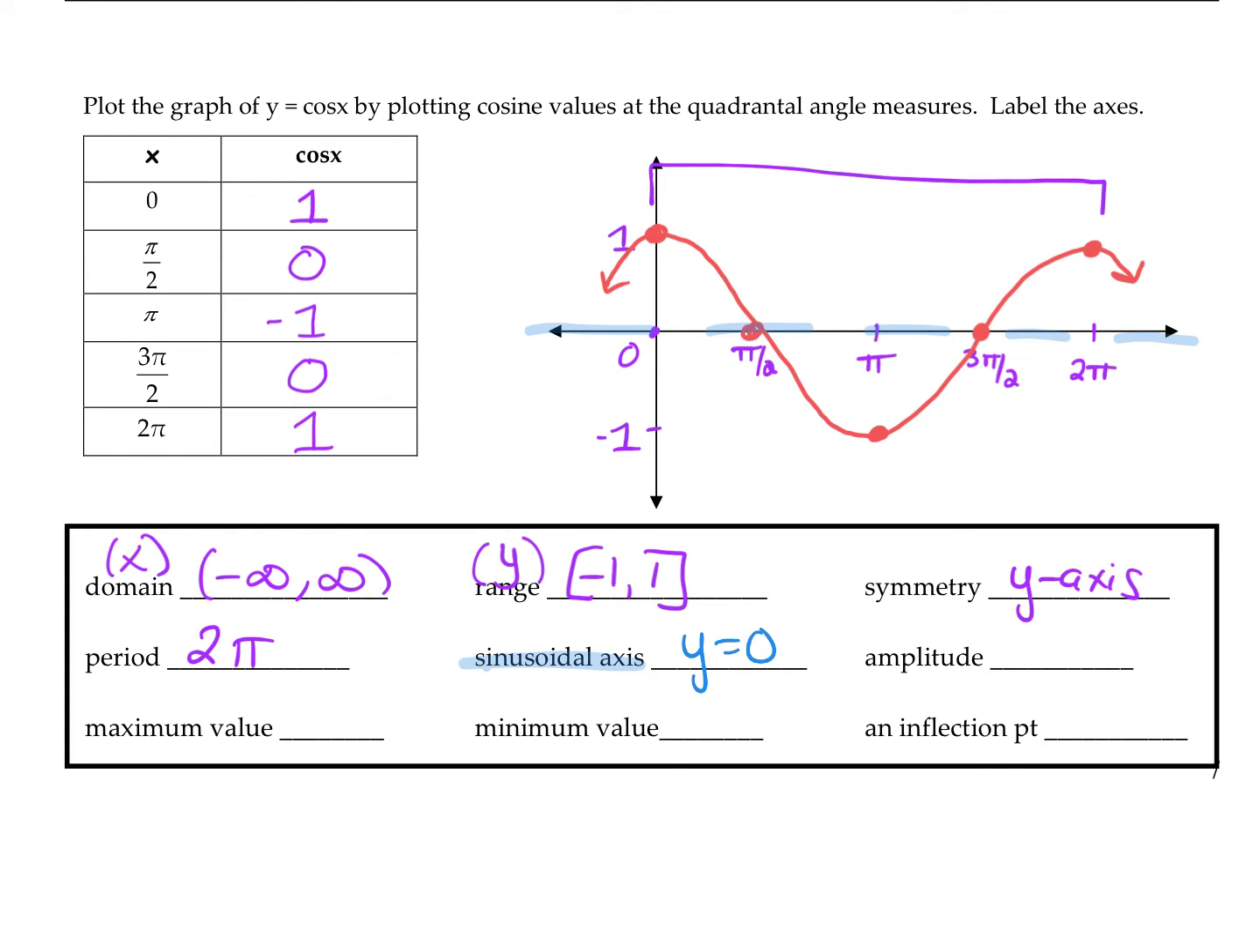Amplitude is that distance or that height of the wave, which is 1 again. Maximum and minimum value did not change because my range is still negative 1 to 1. My points of inflection will be slightly different. They'll be at pi over 2 and at 3 pi over 2.